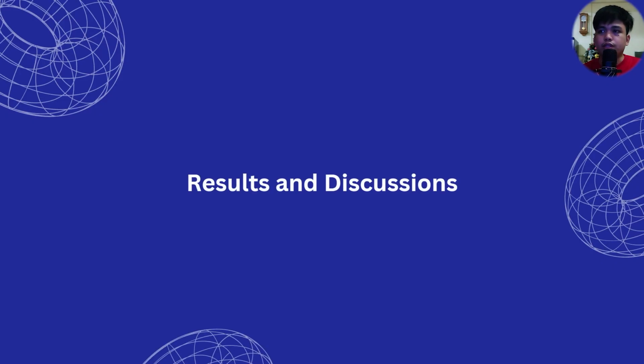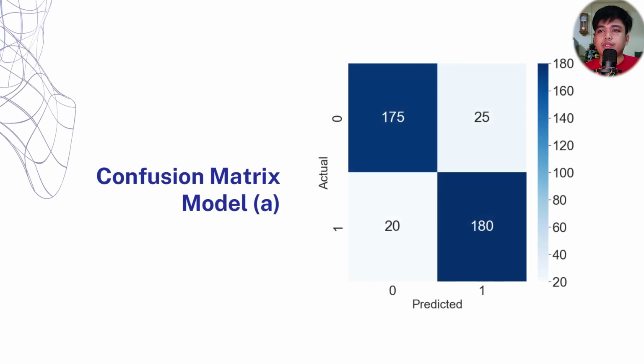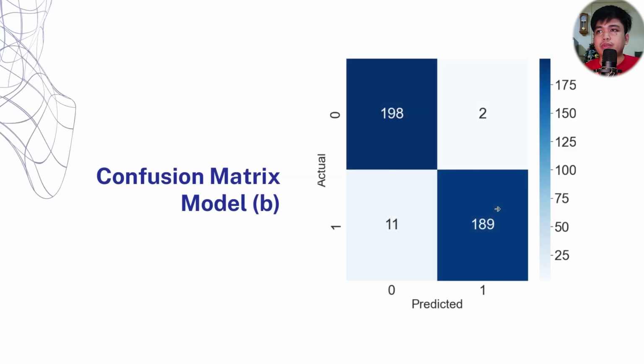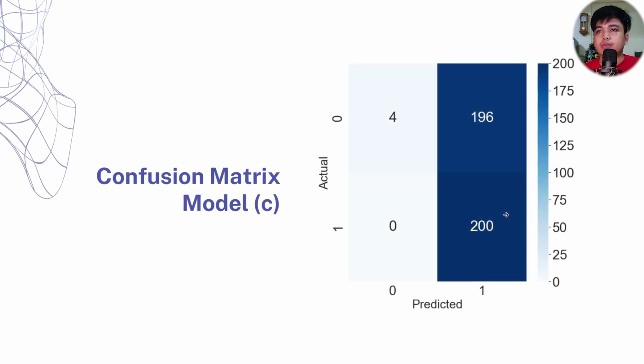Proceeding with the results and discussions. First, we have here the confusion matrix of Model A. As we can see here, 175 out of 200 normal images were correctly labeled, and 180 out of 200 fractured images are correctly labeled. For Model B, we can see a higher score than Model A, wherein 198 out of 200 normal images are correctly labeled, and 189 out of 200 fractured images are correctly labeled. Proceeding with Model C, we can see here that 4 out of 200 normal images are correctly labeled, and all fractured images are correctly labeled.